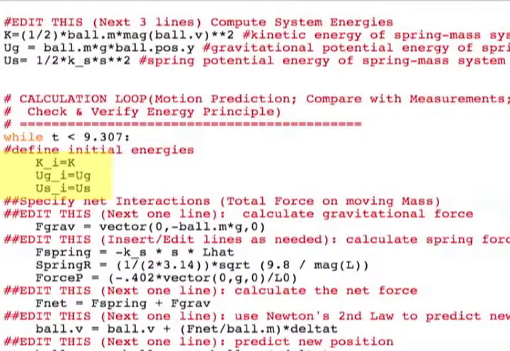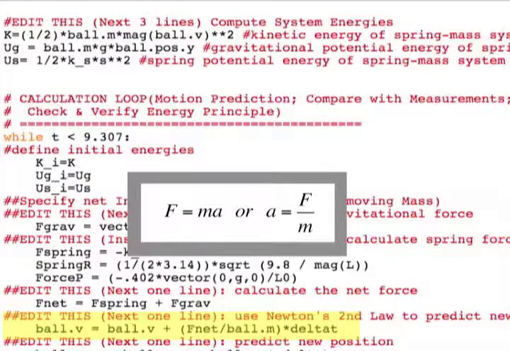3 lines of code were added to state the initial times for the 3 energy systems. Fgrav used the ball's mass times gravity as a vector in the y direction. Fspring used the spring's constant times the stretch times L hat, which controlled the direction of the force. Fnet was equal to the vector addition of Fspring and Fgrav. Ball.v utilized the initial ball.v plus Fnet divided by ball.m times delta t, which was calculated for Newton's second law, which states that F equals ma, or A equals F divided by m.